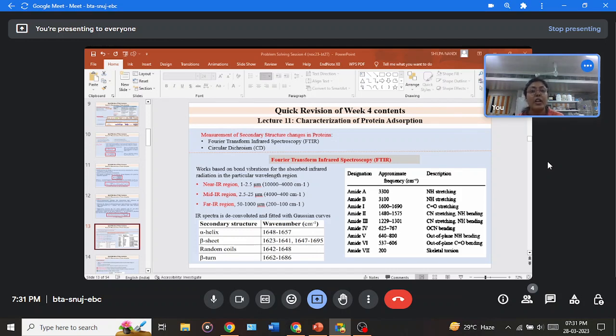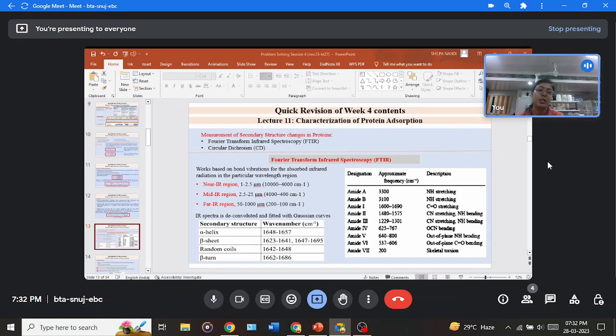In case of FTIR, it basically works in the mid infrared region, which is actually 2.5 to 25 micrometer, which in case of wave number is around 4000 to 400 per centimeter. So this 4000 to 400 per centimeter is basically the wave number. As you can see, this IR spectra is first deconvoluted and then fitted with a Gaussian curve. In that case, secondary structures such as alpha helix, beta sheet, random coils and beta turn can be represented from the various wave numbers.